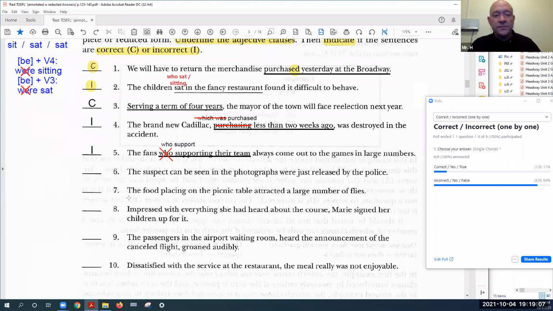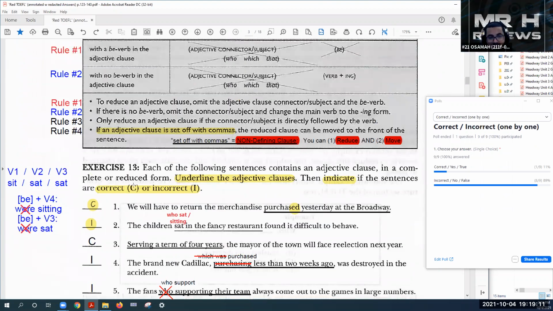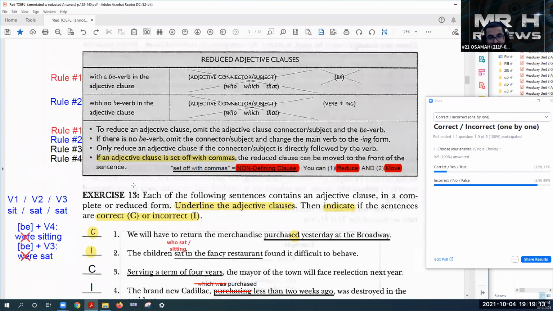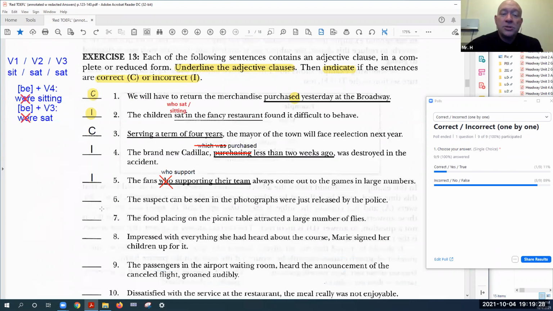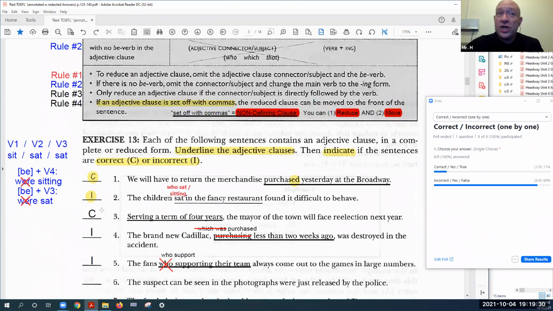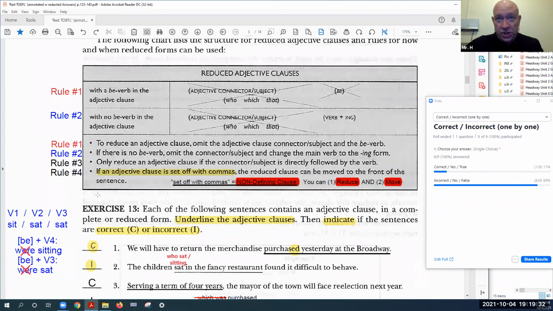And how do I reduce it if it's support? How do I reduce? We will delete the connector and the verb. Is that rule number 1 or 2? Rule number 2, right? So what do I do? I remove the connector subject, then change support. Supported or supporting? Supporting. Rule number 2, you always change it to verb 4.